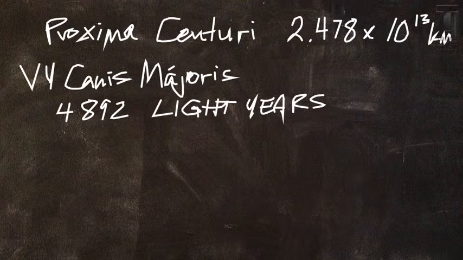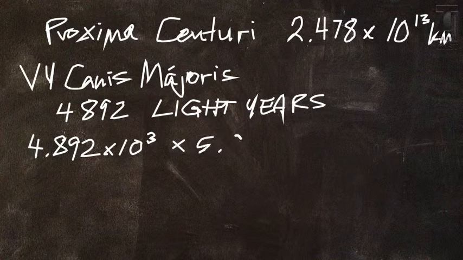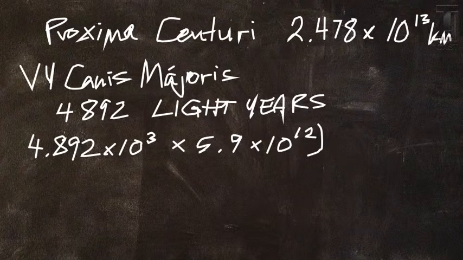When you look at light years in terms of kilometers, I started to do that calculation. 4.892 times 10 to the third times my light years, which was 5.9 times 10 to the 12th kilometers. I could just multiply that with parentheses. Even if I wanted to make the multiplication a little simpler, call that 5 and call that 6, let's try that.